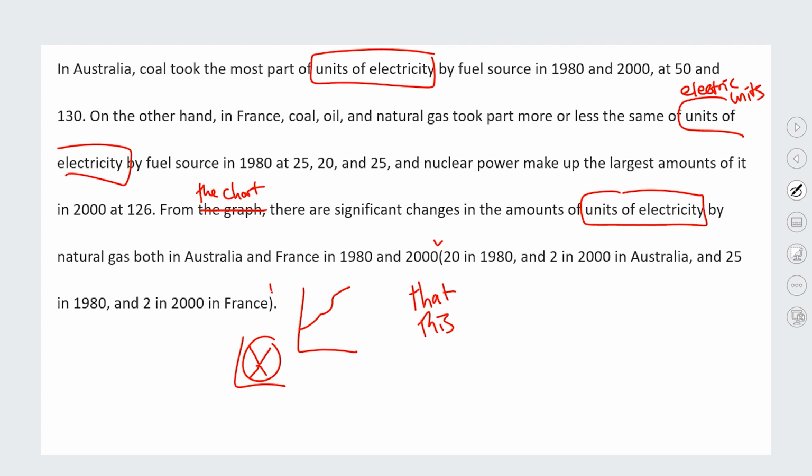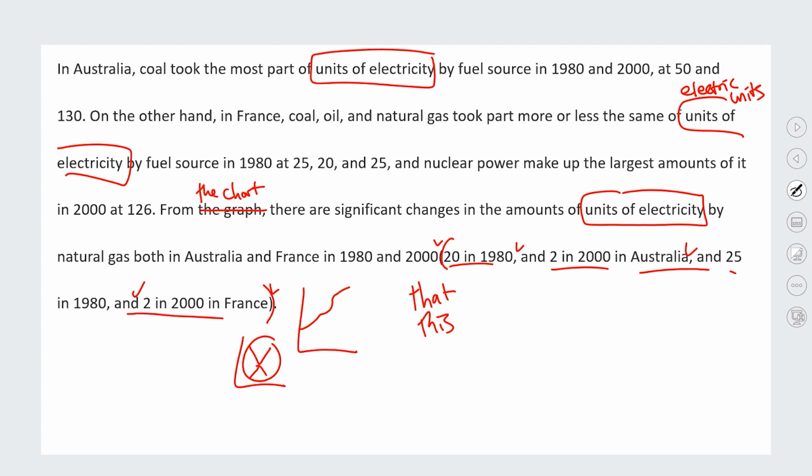So I think what they're trying to do here is show a slightly more sophisticated sentence structure, because we've got a clause here and we've put our detail in brackets. That's okay, but it's all just listed exactly the same. 20 in 1980, and 2 in 2000 in Australia, and 25 in 1980, and 2 in 2000 in France, okay? So again, we've got this list where you've just done four things exactly the same, okay?